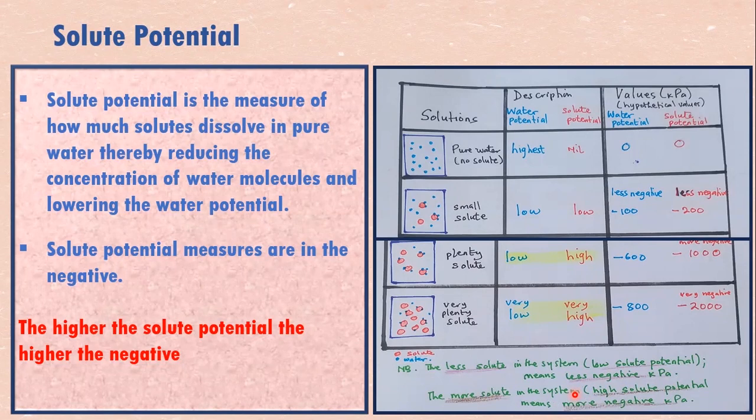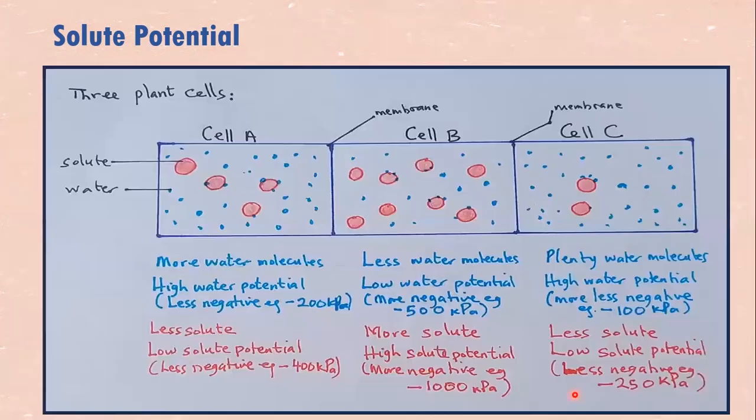Well, let's look at it also in here. In this system, we have 3 plant cells with different concentrations. This one, cell A, has few solute molecules and plenty of water molecules. So we have more water molecules here. We have high water potential. It's very high. It's closer to pure water. So you see the water potential is negative, but not so negative. You come here, less water molecules means low water potential, and it's more negative.